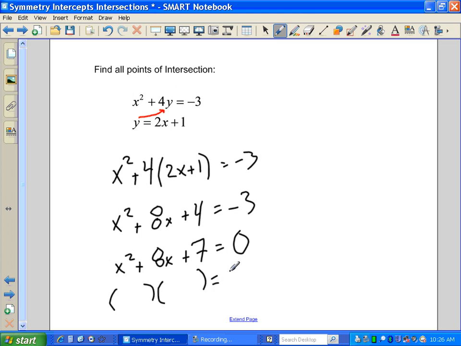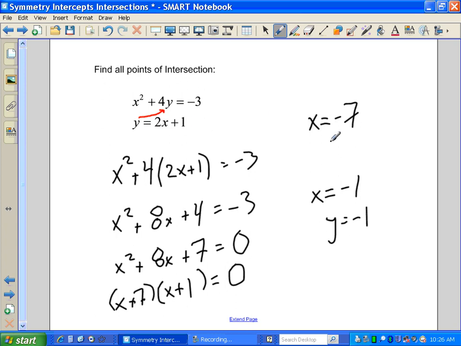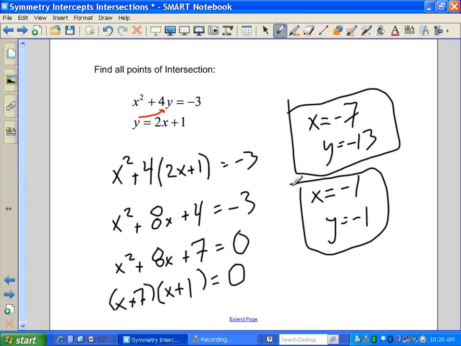We'll talk about factoring if you want. X plus 7, x plus 1. And so my intersections are x equals negative 7, x equals negative 1. And let's see, when do those happen? 2 times negative 1 is negative 2, plus 1 is negative 1. So in this case, y is negative 1. And in the other case, with negative 7, negative 14 plus 1, y equals negative 13. So those are my points of intersection. Those are the places where the two curves meet.